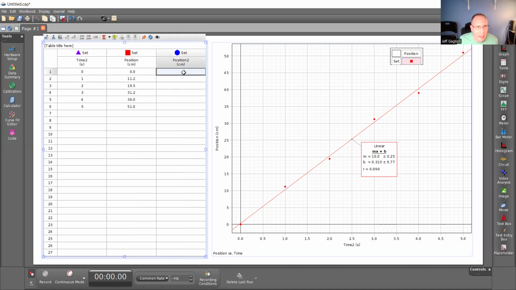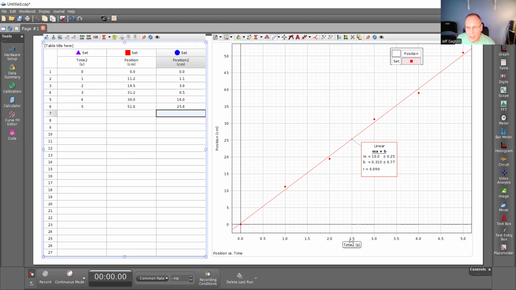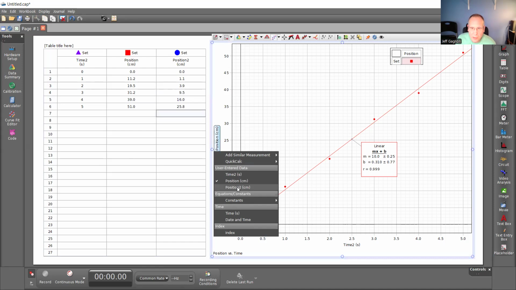And then let's say these values are 0. Trying to think of something that'll be approximately quadratic. Let's say this is maybe 1.1, and then 3.9, and then 9.5, 16.0, and then 25.8. Okay, something like that. So again, if you want, you can do the same plot on here. I can choose time. I already have it on the X. I can go to the Y and change that to position 2.